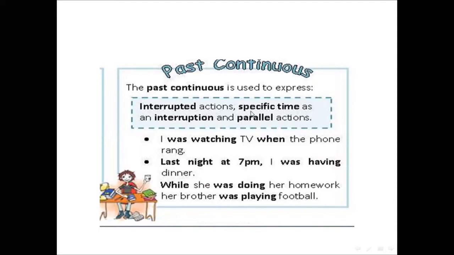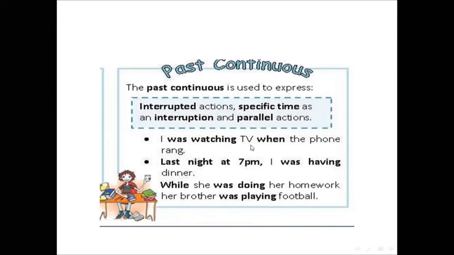Second, specific time. You have to find in the sentence a specific time. Specific time: you have to add the clock also and the past day. The last one is parallel action. When I say parallel action I mean parallel، هي المتوازي. I mean the same two actions that were happening at the same time. Parallel معناها متوازية، يعني these actions were happening at the same time.